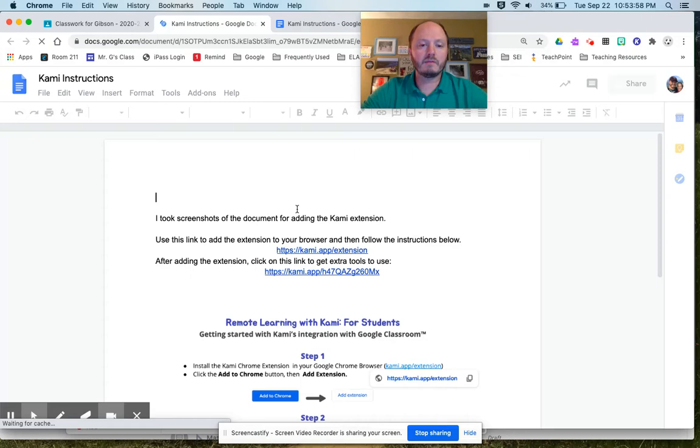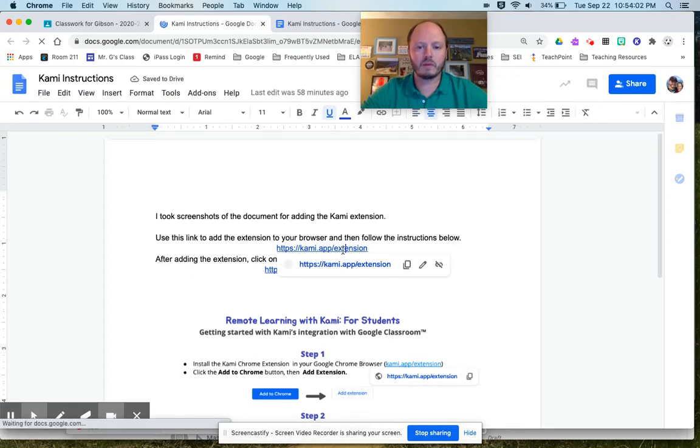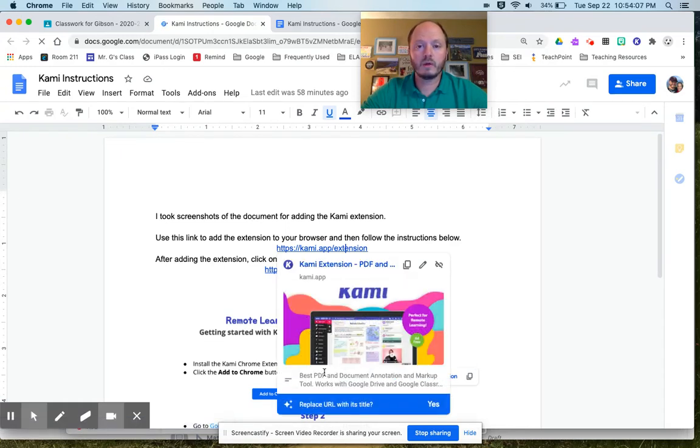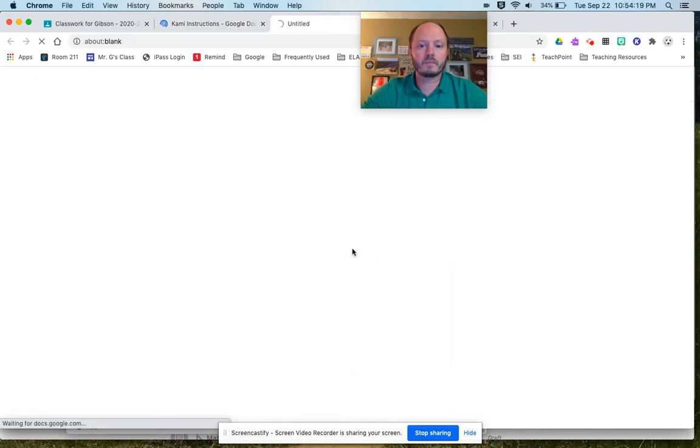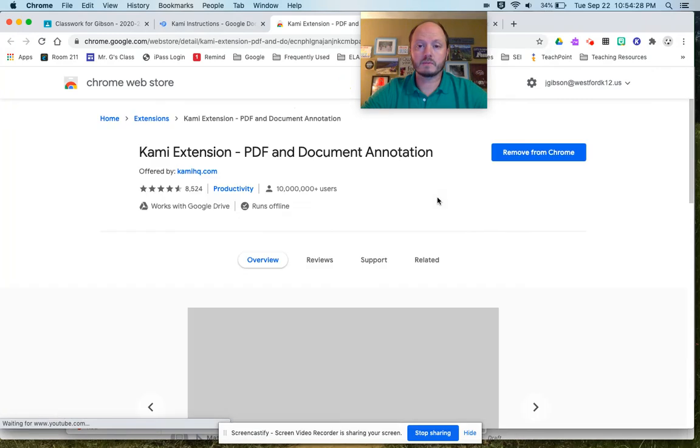And right at the very top, we have a link, this Kami extension link. And I want you to click that link, and it's going to bring you to the Google Chrome browser extension web store. And I'm going to show you kind of what that looks like really quick. Yet another tab popping up, and I am already going to have mine installed. So it's going to say something different than yours. Right now, it's already installed.